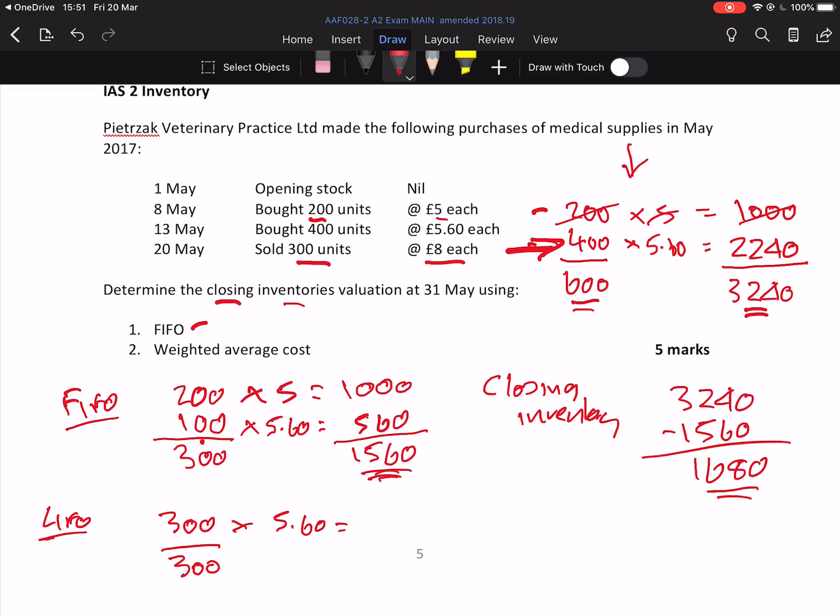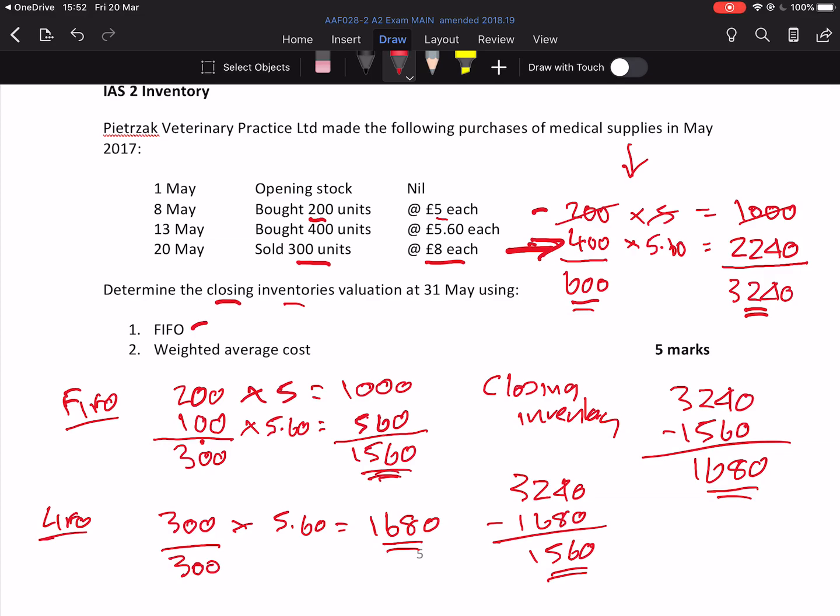So again, just let me see what that works out to be. I'll just check on my calculator. So 300 times £5.60. Actually, so £1,680. That's what the cost of the issue would be if it was last in, first out. The value of the stock on that basis will be 3,240 minus 1,680, which gives us a closing stock figure of 1,560. Okay. Just out of interest, you'll notice, which is really important in the way that we value our stock.